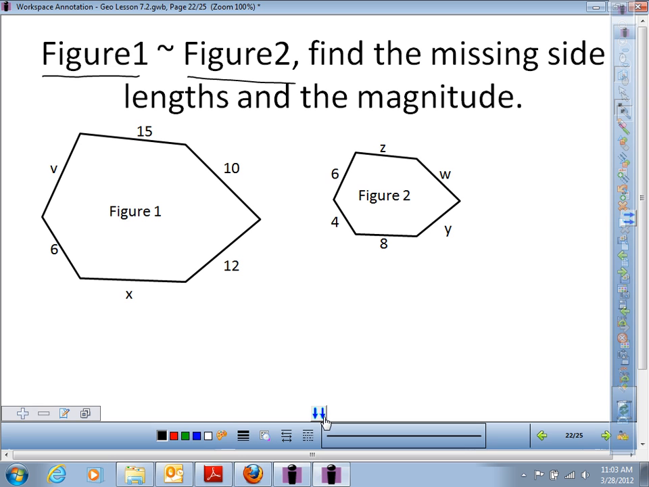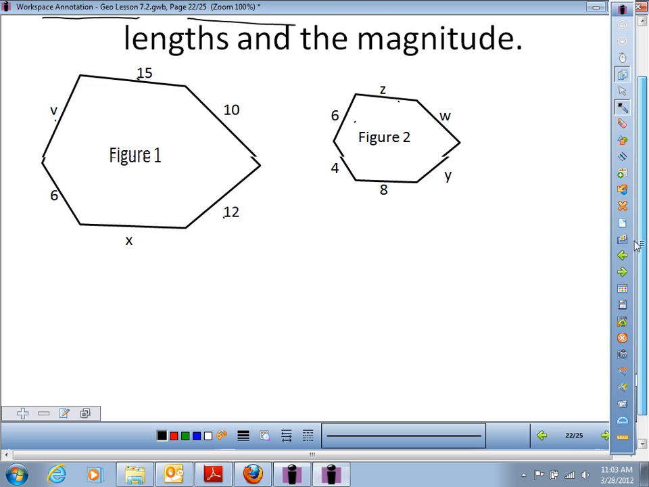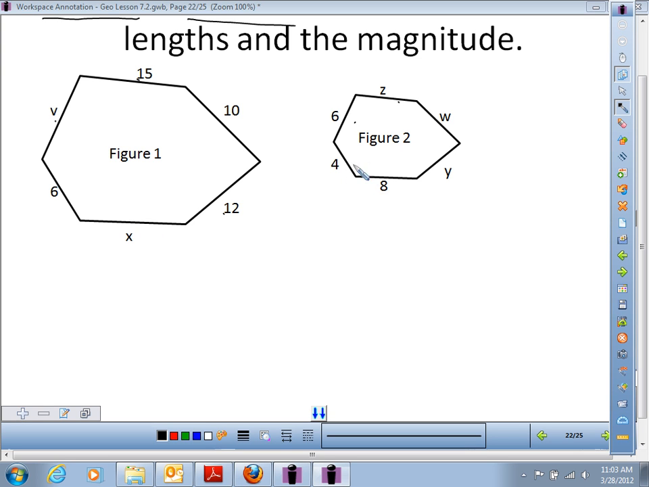We need to find 2 corresponding sides that we know. All right, start here. V6, no. 15Z, no. 10W, no. 12Y, no. X, 8, no. 6, 4, bingo. There it is. So what we have is we have our proportion that we can start setting up now. We would have 4 over 6. Now again, I put the smaller shape on top.